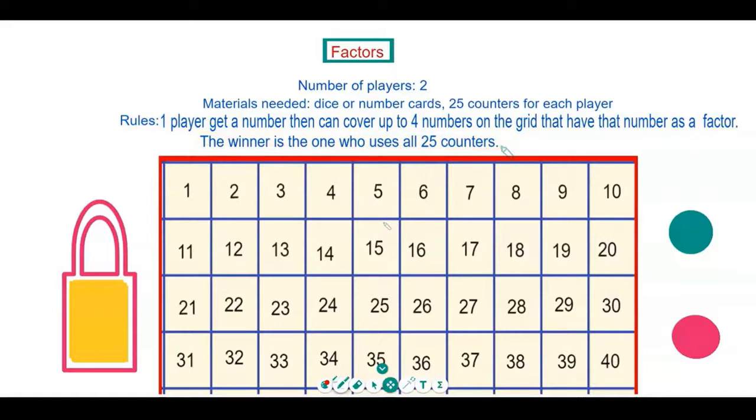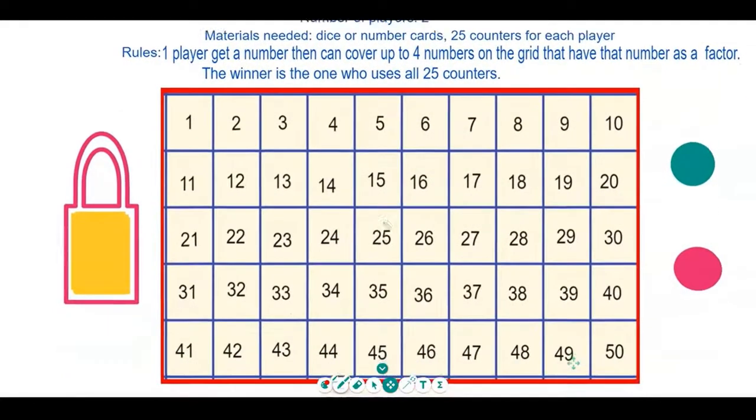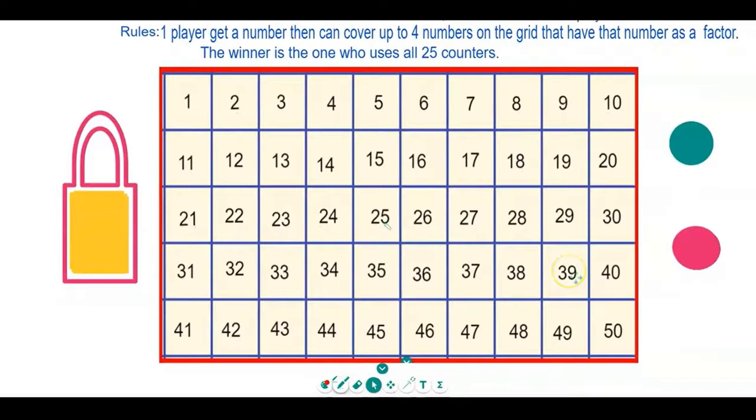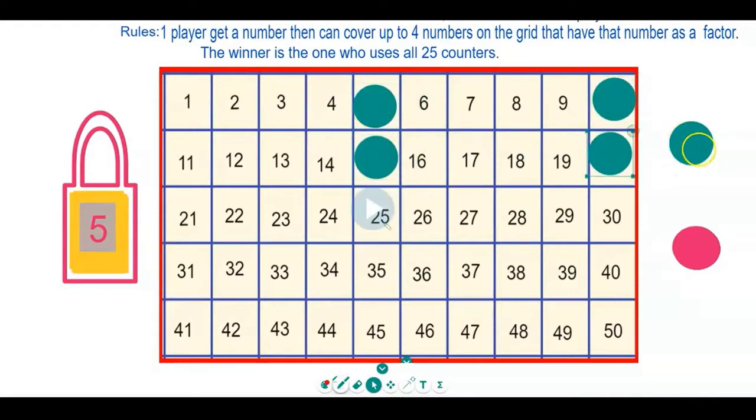We have green and red counters, so the green player and the red player. To start the game, we're going to pick a number. The numbers are from 1 to 6, which we could pick randomly from a die. So we're looking for numbers which have 5 as a factor. The green counters are put on 5, 10, 15, and 20 because they have 5 as a factor.